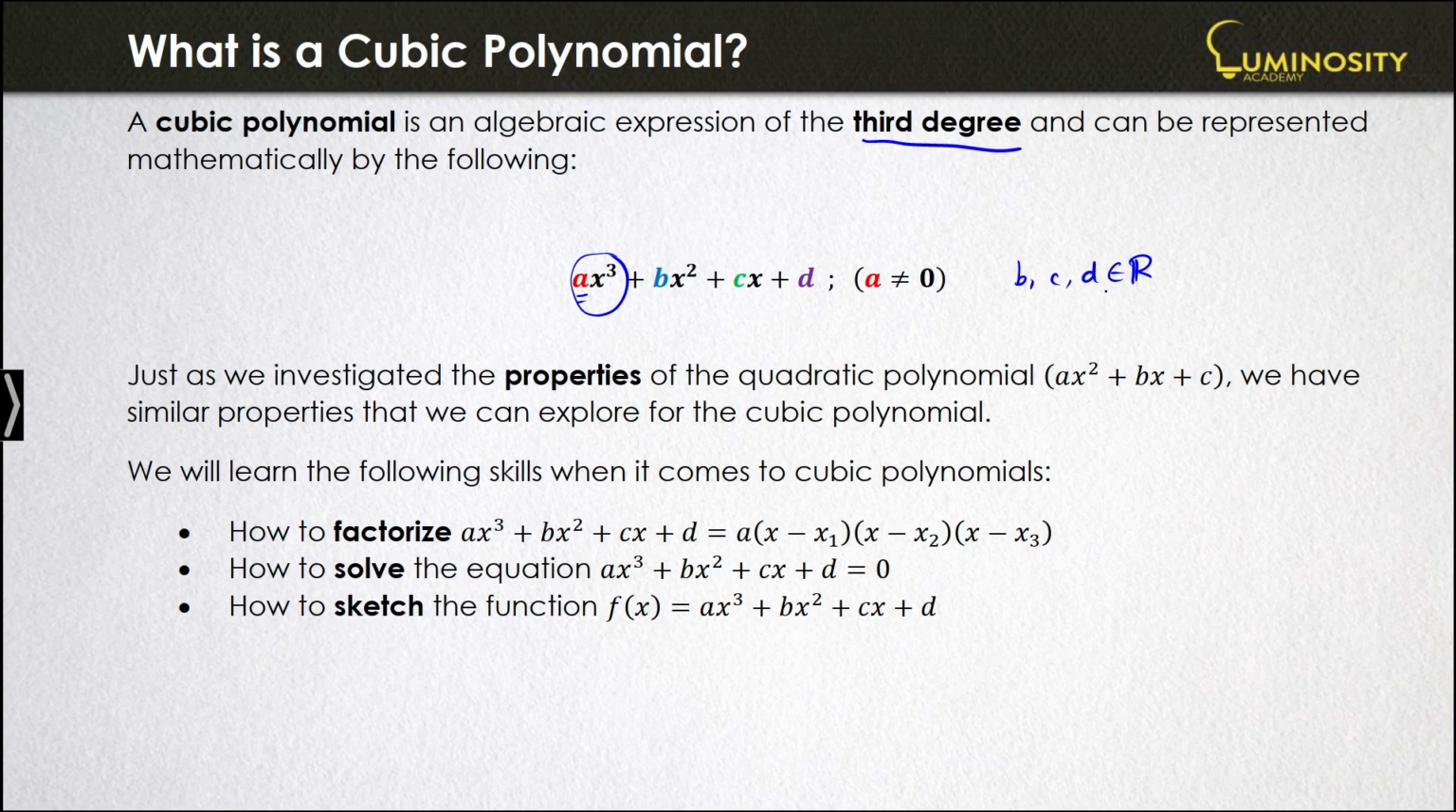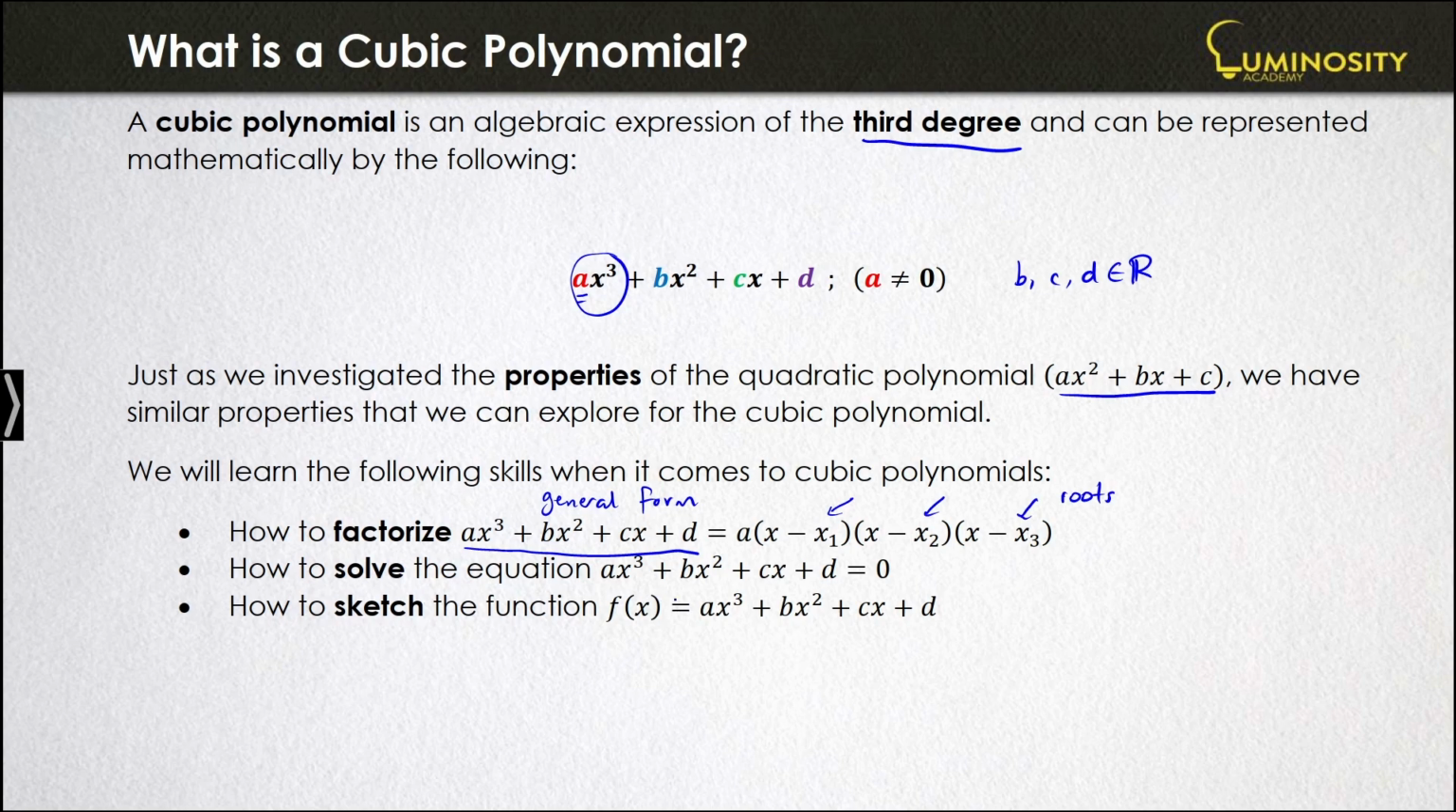So just as we investigated the properties of the quadratic polynomial, namely ax squared plus bx plus c, we have similar properties that we can explore for the cubic polynomial. We will learn the following skills. We'll learn how to factorize expressions like this, which is called the general form, into the factorized form, where it'll be a times (x minus x1)(x minus x2)(x minus x3), and x1, x2, and x3 are what we're going to call the roots of that polynomial.